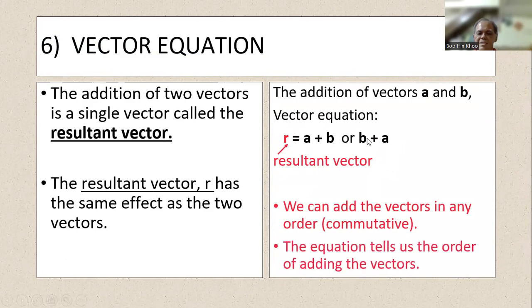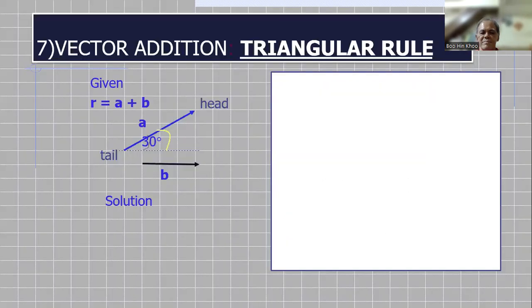Remember, this is a vector equation telling the order of addition. So you cannot just simply put numbers representing A and numbers representing B and add or subtract them, unless they are on the same straight line. Because a vector has a direction. You have to show the direction and draw the diagram before you can solve for the resultant.